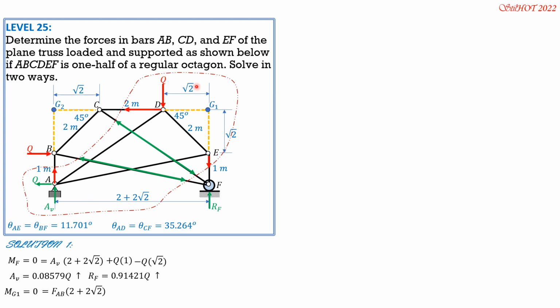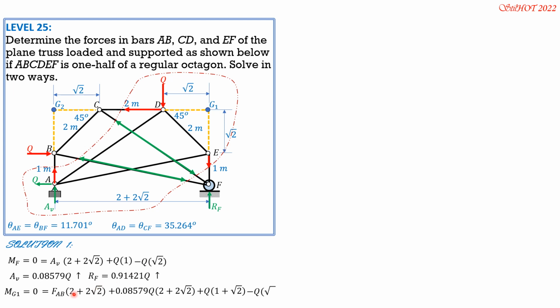Then that's clockwise. So plus Q times quantity 1 plus square root of 2, plus AV also. AV is 0.08579 Q. The moment arm is 2 plus 2 square root of 2. Then plus Q times quantity 1 plus square root of 2. So those are the involved forces.